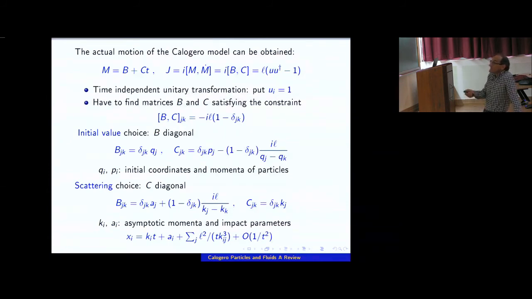So this tells you that these Q's are the initial values of the coordinates, and these P's are the initial values of the momenta. Why is that? If you put t equal to 0, M becomes B, so these diagonals become the coordinates. And if you ask what happens when you take a time derivative, the time derivative is just C. Because this is multiplied by t, at t equals 0 you would need to find the eigenvalues of this matrix, and they are exactly these diagonal elements. So that's why we call this parameterization the initial value.